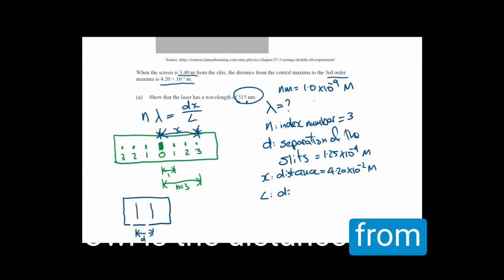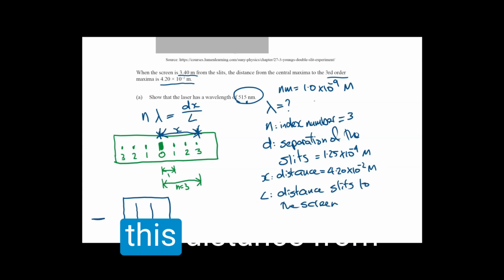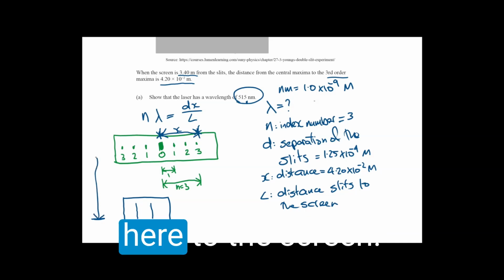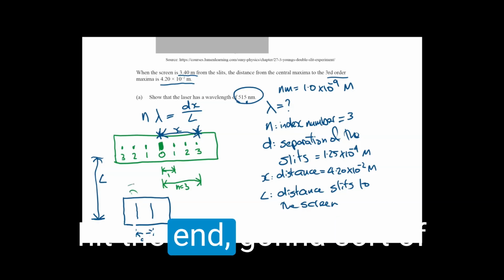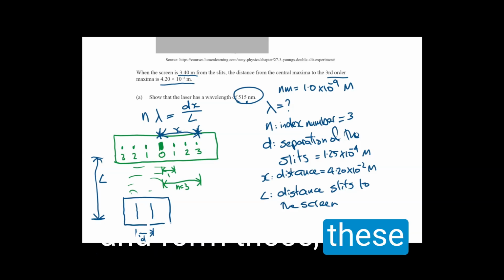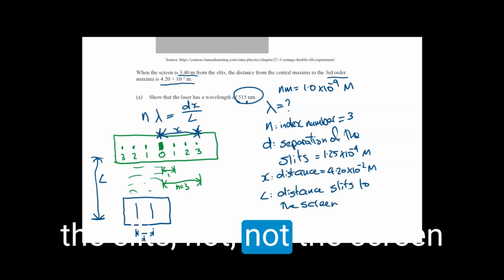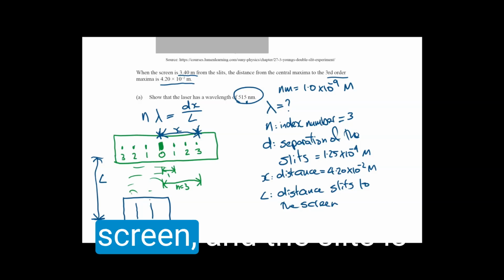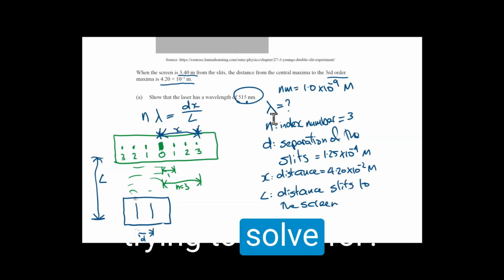is the distance from the slits to the screen. So it's going to be this distance from here to the screen. This is going to be L. So the laser is going to hit there and interfere with each other and form these patterns. The distance between the screen and the slits, not the screen and the light source, the screen and the slits, is going to be this L number.